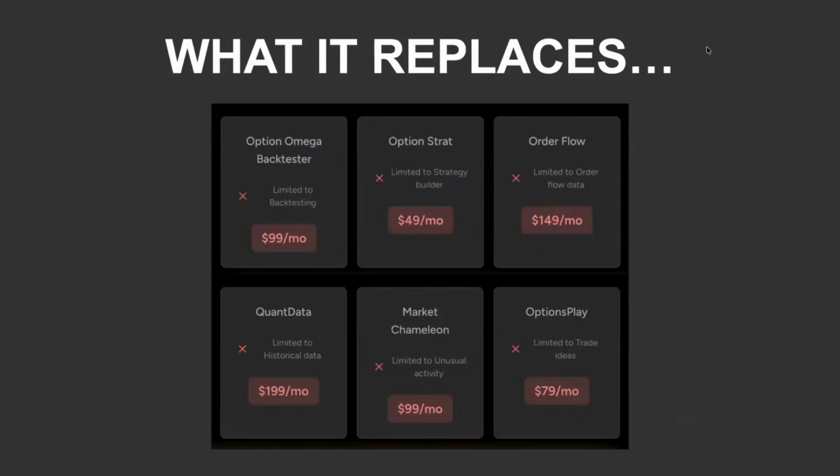Anyways, enough on that. What does this free site replace? It replaces tools like Option Omega backtesting. It replaces Option Strat because we have our own strategy builder, profit options calculator, things like that. It replaces order flow because we give you access to live order flow. It replaces quant data because we give you historical data that I pay literally almost $1,000 a month for, but I'm covering the cost of that. You guys get live data, historical data all for free. Market Chameleon, you're now able to search for option screeners, unusual options activity, option plays. We give you access to trade ideas. So literally all these software items here and more are all replaced by this one free tool.